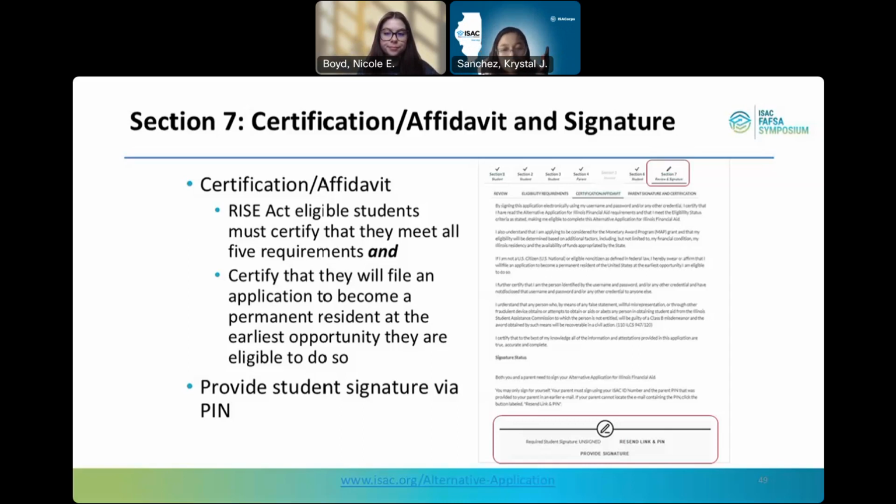I hope that clarifies that. I know it's a little bit trickier than the FAFSA because the FAFSA just has that checkbox. But with the alternative application, just look for that pencil icon and click on the words provide signature for that PIN number box to pop up. Okay.